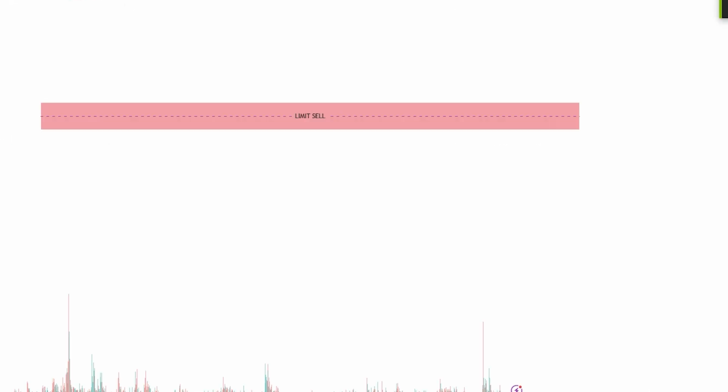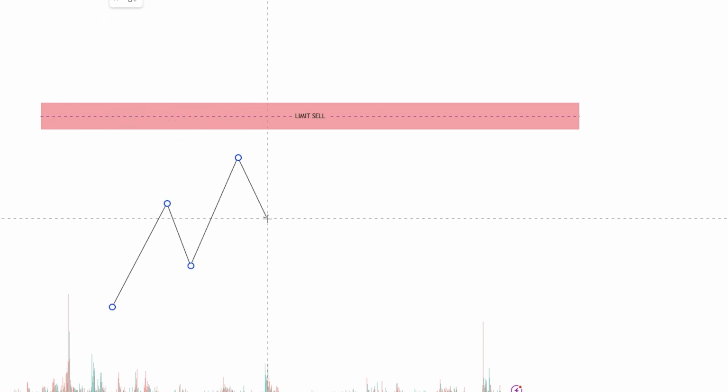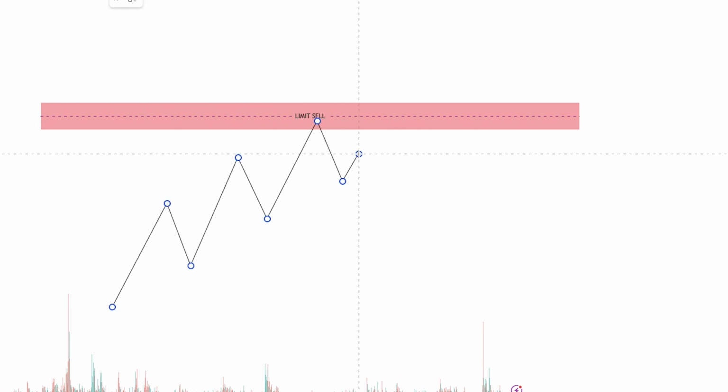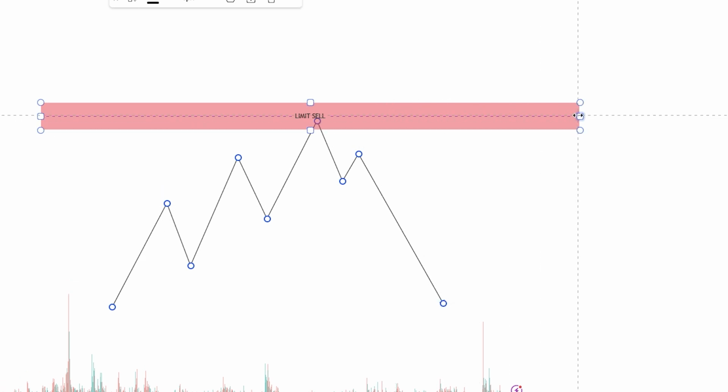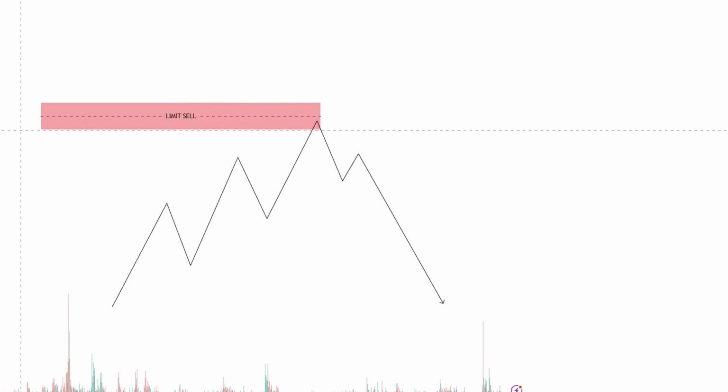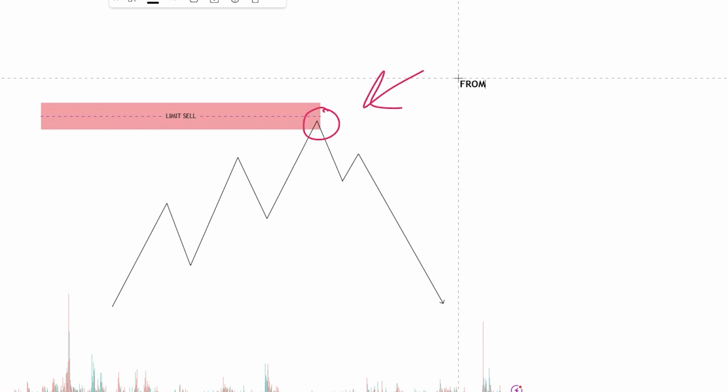fill this order. An important thing to understand is that if you have a limit order waiting at a specific price level and the price reaches and fills it, you instantly become an aggressive participant. So for example, if you place a limit sell order, you are a passive seller. But once the price hits your level and your order gets filled, you turn into an aggressive seller.